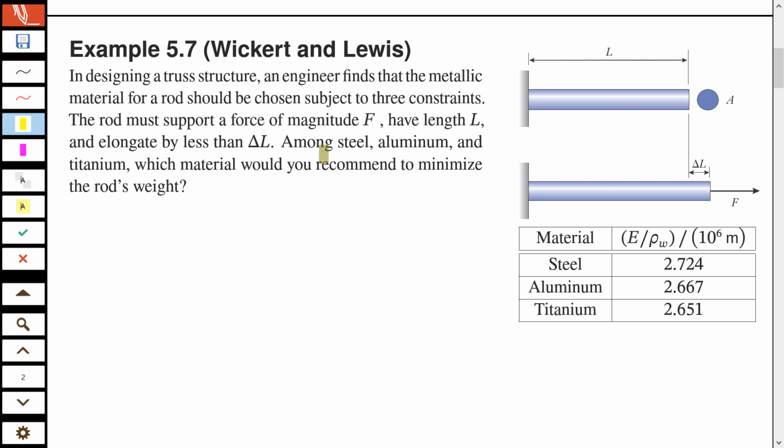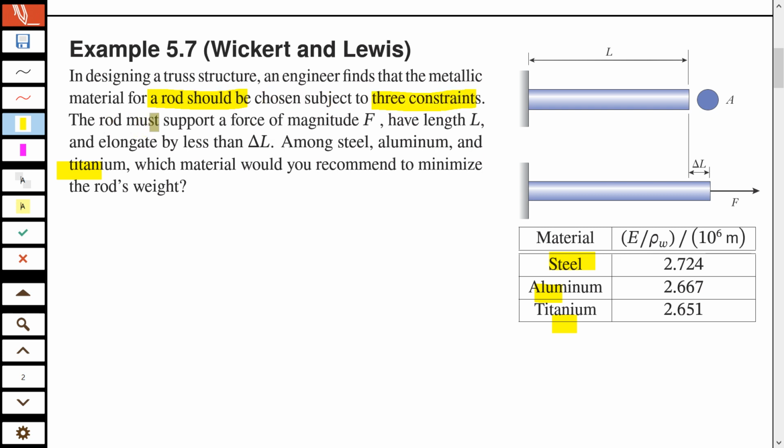So we are given this task, yeah, that in designing a truss structure, an engineer, so let's assume you are that engineer, finds that the metallic material for a rod should be chosen. So your job is to choose the material, and among these three, it's written there, yeah, steel, aluminum, titanium. The rod should be chosen subject to three constraints.